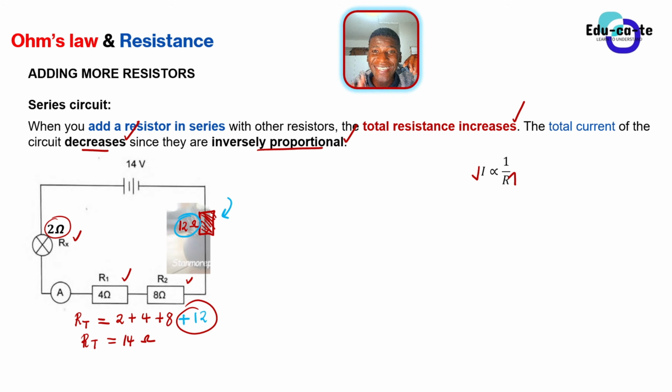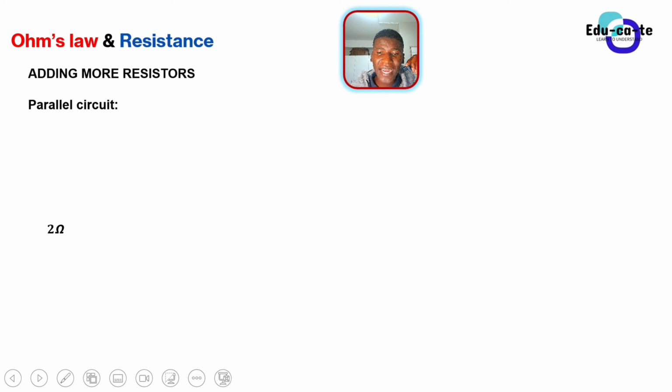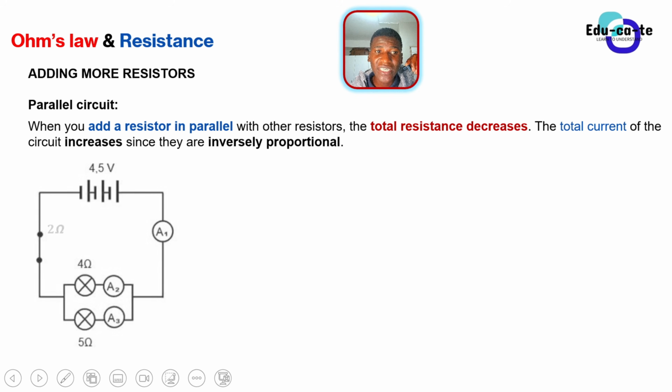So this only occurs in a series circuit. Please be very careful, grade 10s, 11s, 12s, on how you treat this. This is in a series circuit. If it is in a parallel circuit, it is the opposite. So here is a parallel circuit. We have got 4.5 volts as our voltage, or as our potential difference, the total potential difference.